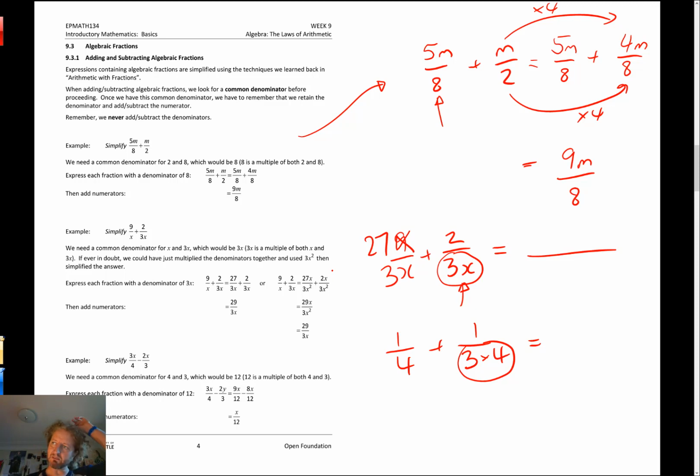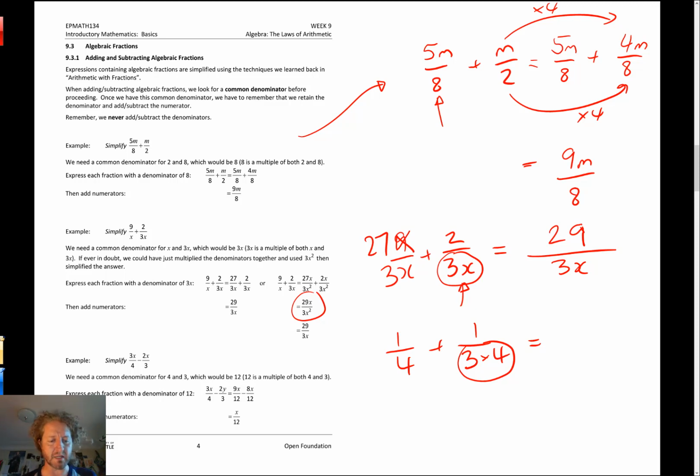But as you've seen in fractions, the lowest common denominator is better. So what I want to do here is just leave it, the denominator is 3x, and it's become 27 plus 2 on top, which is 29. So my answer is 29 on 3x. In the other one, I had to get 29x on 3x squared, then remove an x. Didn't kill me the extra time, but we know that lowest common denominator is better.